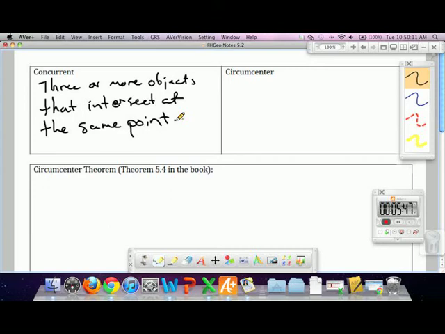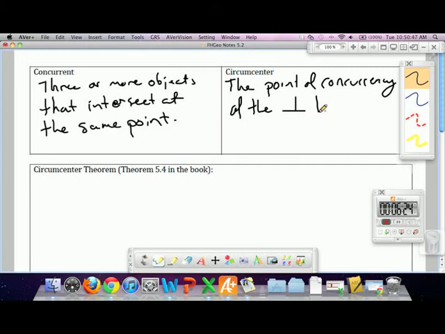The circumcenter of a triangle is our first quote-unquote center of a triangle. We're going to see, I think, by the time we're done with this chapter, we'll have, I believe, 4 different points that we could call or label the center of a triangle. This is the first one. The circumcenter is the point of concurrency of the perpendicular bisectors of a triangle. Point of concurrency, meaning the point where the 3 perpendicular bisectors intersect.